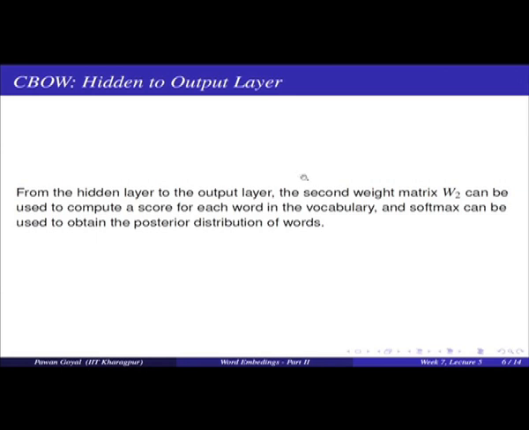This 1 cross V matrix you can think of as having weights for different words in my vocabulary, and I want to maximize the weight for my center word. Okay. So from the hidden layer to the output layer, the second weight matrix W2 can be used to compute a score for each word in my vocabulary, and now you can obtain the weights.